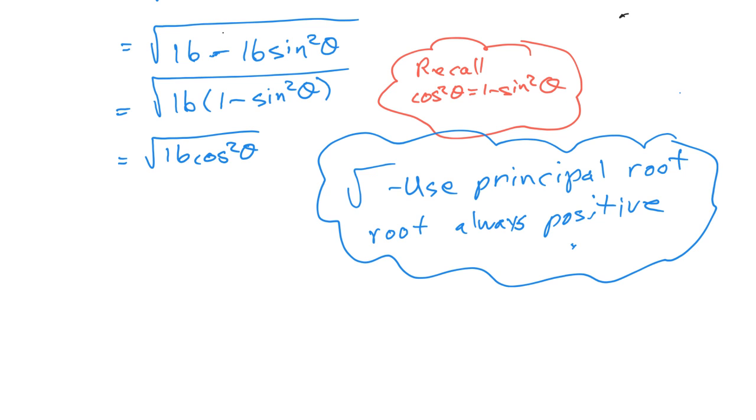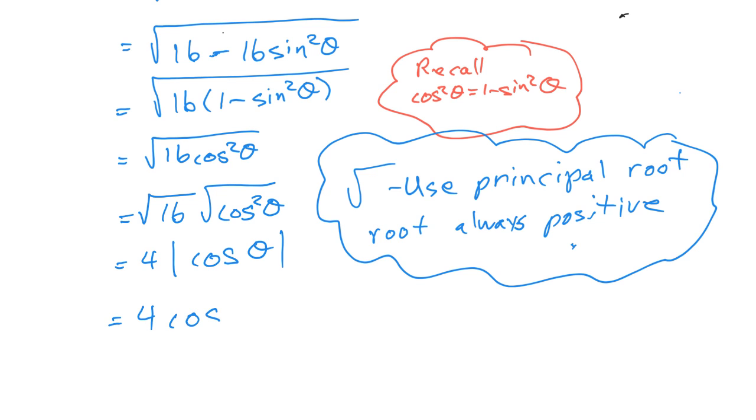So when we take the square root of 16 and the square root of cos squared theta, you end up with 4 times the absolute value of cosine of theta. And that's it. We're done. Now, you get the 4 absolute value of cos theta, but we don't care. All we want is 4 cosine of theta. So you can skip from here straight to there and skip that middle step.